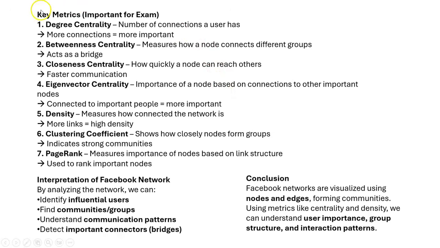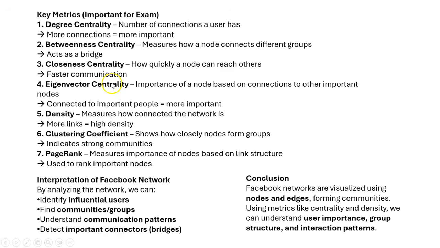Clear? Here we have some key metrics which are very important for the exam. Degree centrality means the number of connections a user has. If there are more connections, then that person is more important. And betweenness centrality measures how a node connects different groups. It acts as a bridge. That's why it is betweenness centrality. And closeness centrality is how quickly a node can reach others, that is, faster communication.